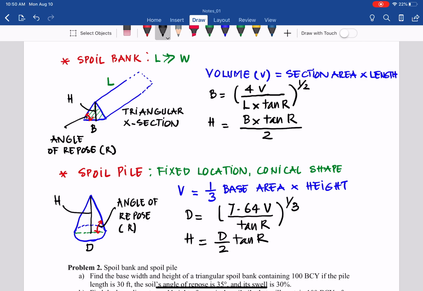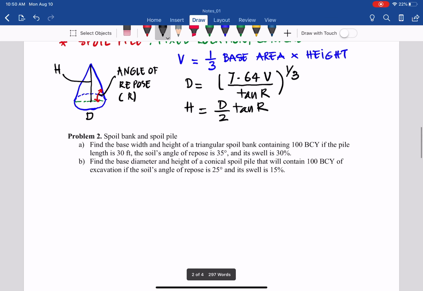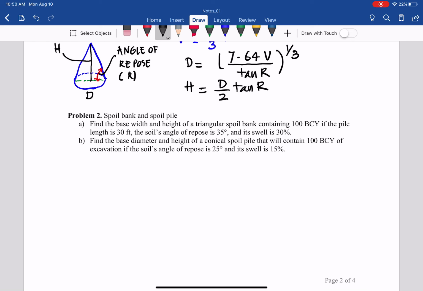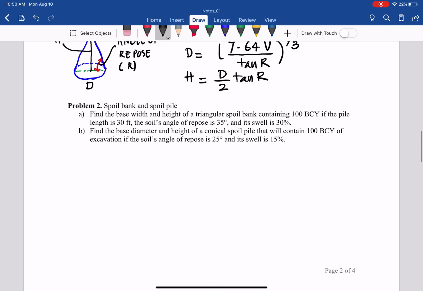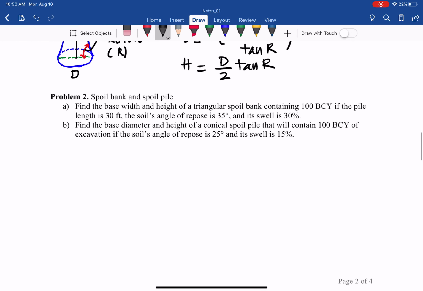Spoil bank is normally applied for horizontal construction. Spoil pile is applied for a fixed location, typically vertical construction, like building a building, etc. So with that, we can quickly apply it to problem 2 for spoil bank and spoil pile.